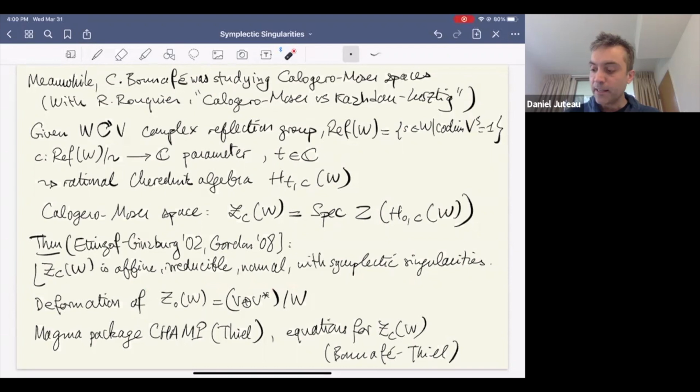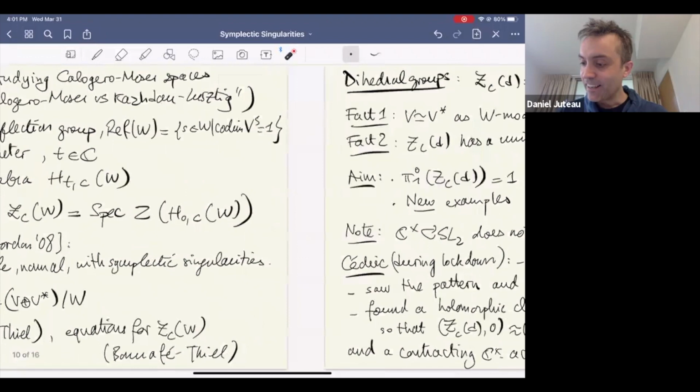And there is a very nice package in Magma by Ulrich Thiel called CHAMP for Cherednik algebras. And he collaborated with Cédric Bonafé to implement the things that allow you to find explicit equations for the Calogero Moser space ZC of W and so on. So Cédric did first complete computations for B2 completely by hand. And then when it matched what could be obtained with CHAMP, it was reassuring both for the program and for the hand calculations.